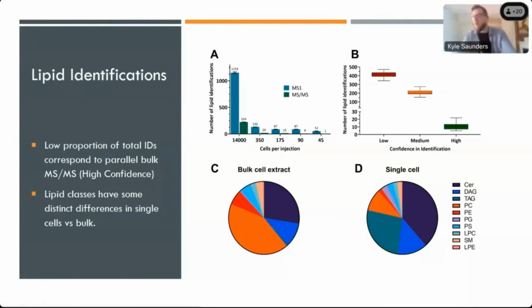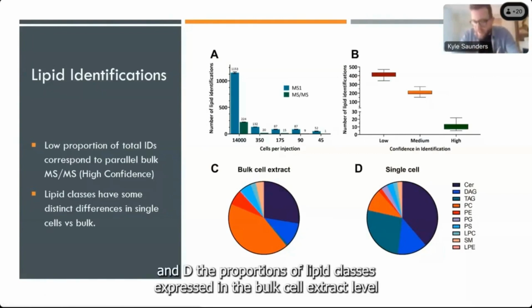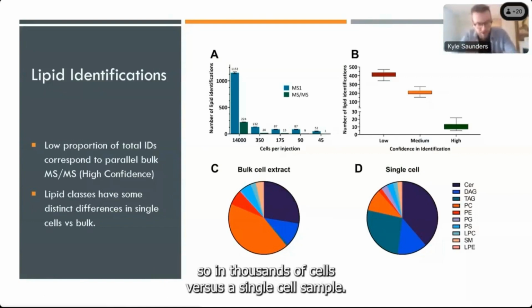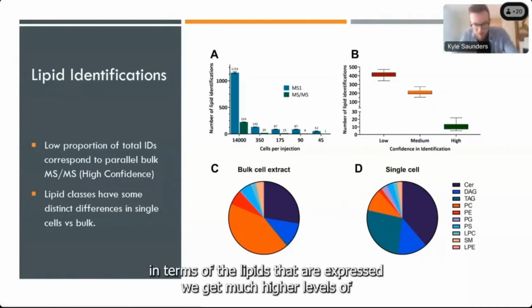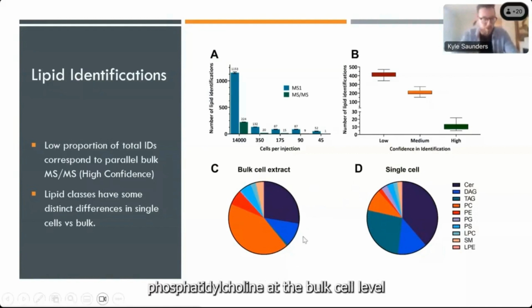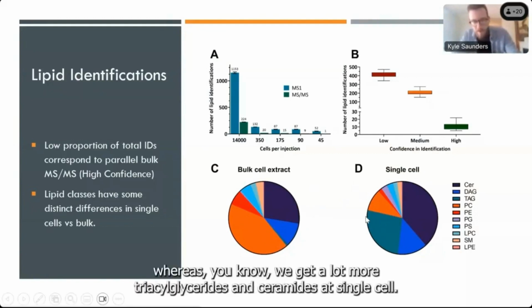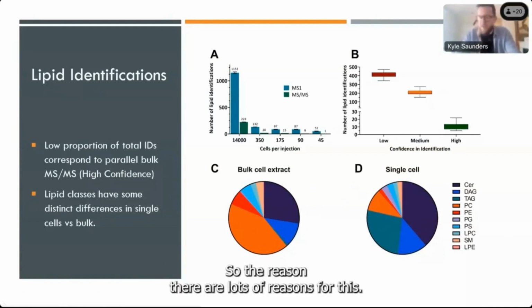So you can see in figures C and D the proportions of lipid classes expressed at the bulk cell extract level, thousands of cells, versus a single cell sample. In terms of the lipids that are expressed, we get much higher levels of phosphatidylcholines at the bulk cell level, whereas we get a lot more triacylglyceride and ceramide per cell. So there are lots of reasons for this.